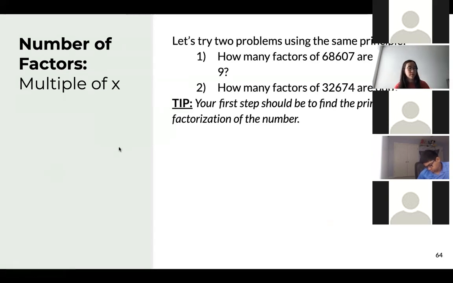Okay, so we're going to try 2 problems using that same principle. How many factors of 68,607 are divisible by 9? And how many factors of 32,674 are odd? Go ahead and try this on your own. Small hint, 9 is just like 3 squared.